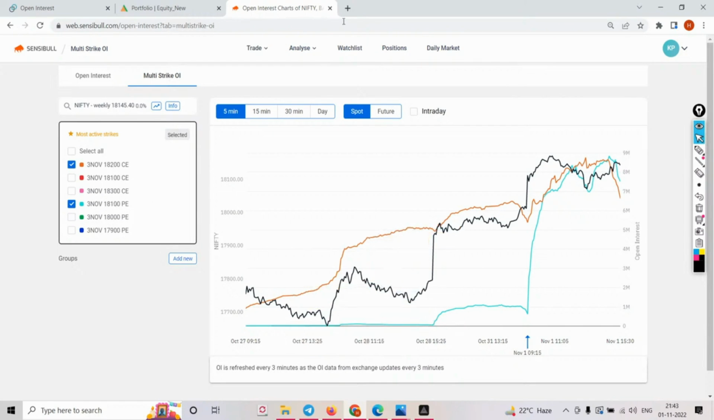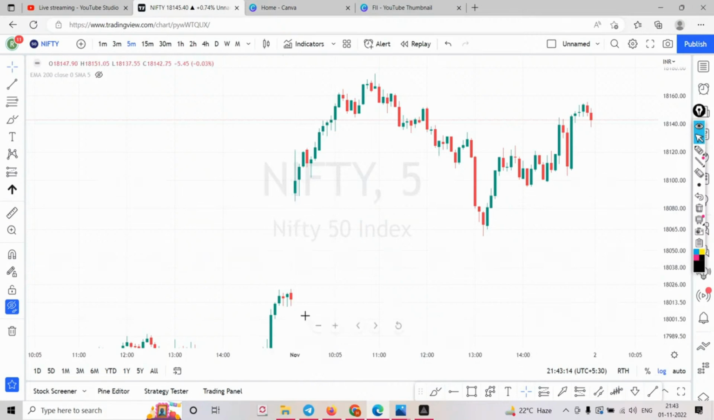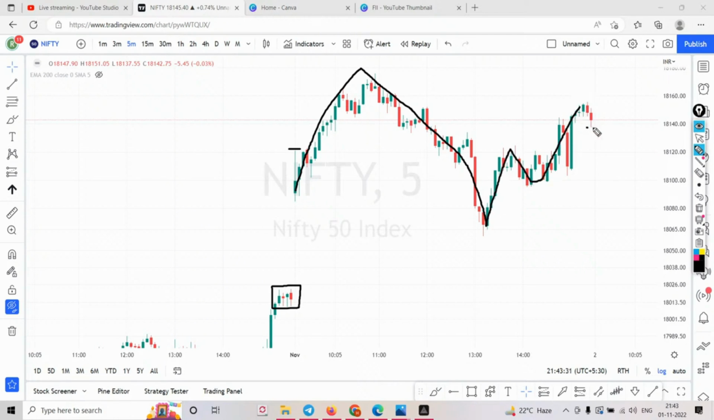Okay, let me take you to the chart. Let me show you the view of the market. Let me delete all this. So this is your start, right? Market closed somewhere here yesterday, and today we had a gap up, and then the market went up, it came down, went up, came down, and then the market expired somewhere here.